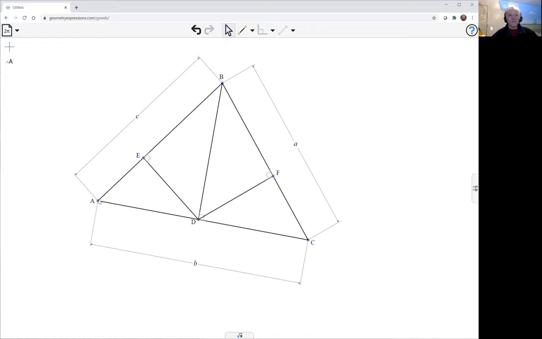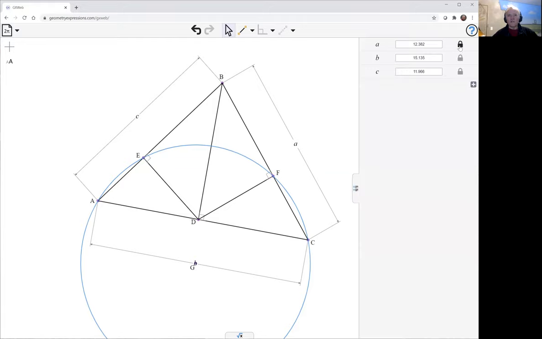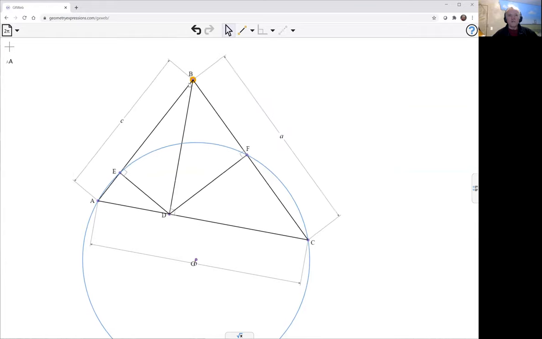Well, we can construct a circle through three of the points using this construction. And now the fourth point certainly looks as if it lies on the circle, and we can free up A, B, and C, which means that even though they're symbolically A, B, and C, numerically they can move and we can watch.